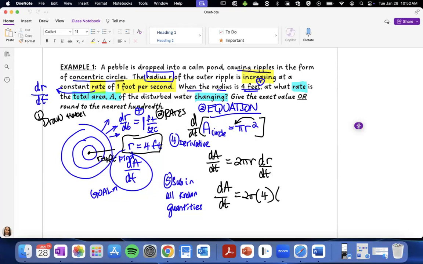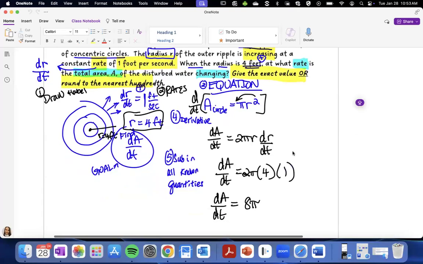Now, in the directions I said, either give me the exact value or round to the nearest hundredth. I want you to be able to do both. On the quiz, I'll most likely accept anything. So I have 8 pi, and that's my answer, right? Because am I finding the rate of change of area here? Does dA over dt give me what I want? Yeah. Now I need to know units.